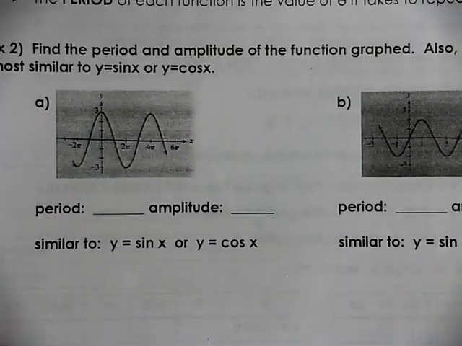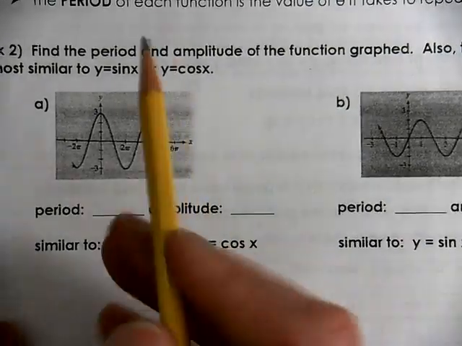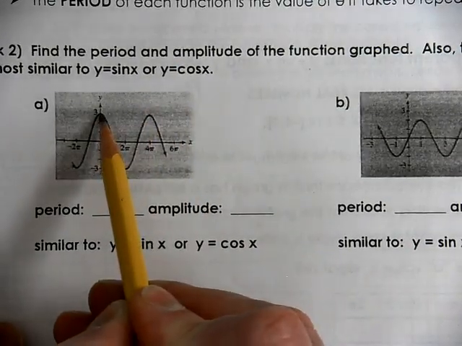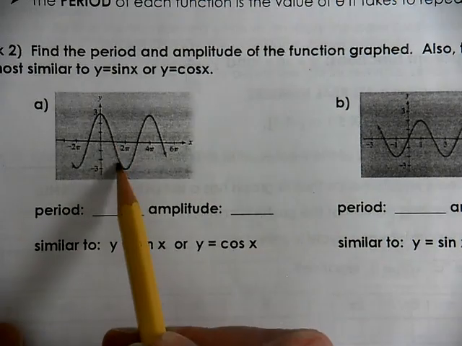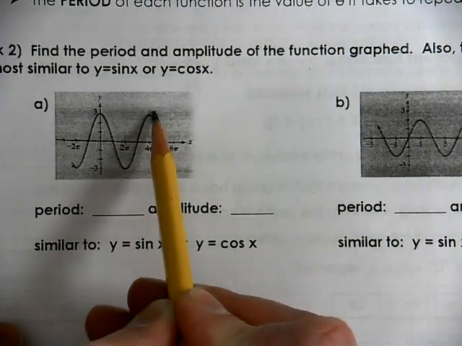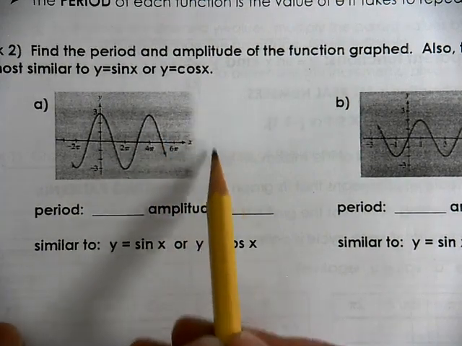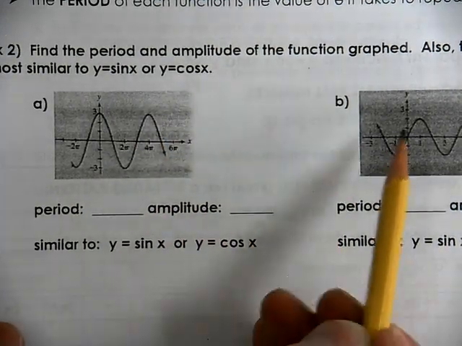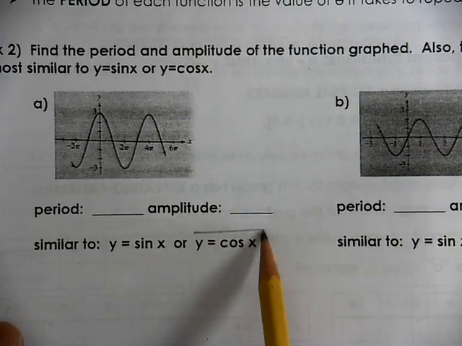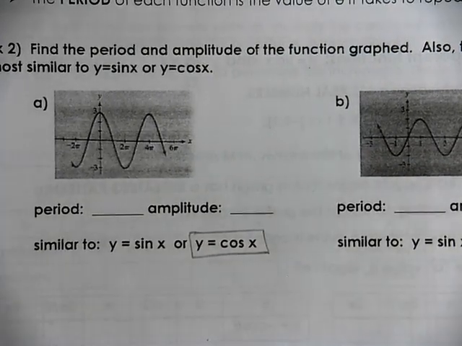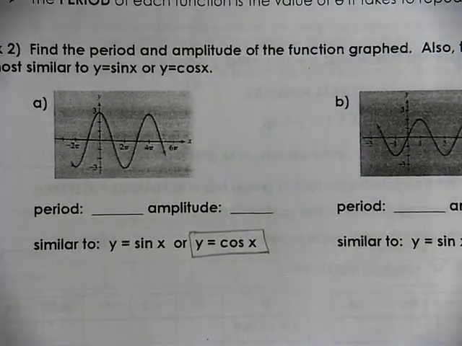So when I look at this one, I notice that we're starting at a maximum, and we go all the way through the graph, and we finish at a maximum. Then we just do it again, and again, and again. So we would typically say that this looks like a cosine graph.